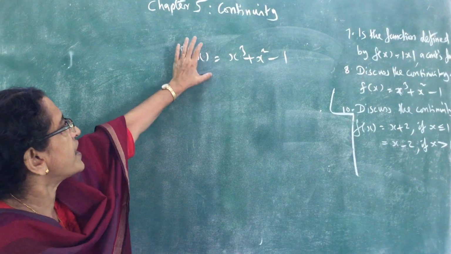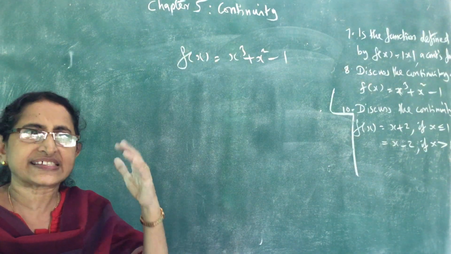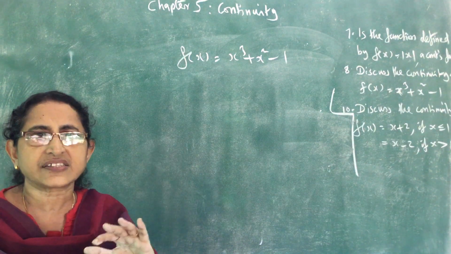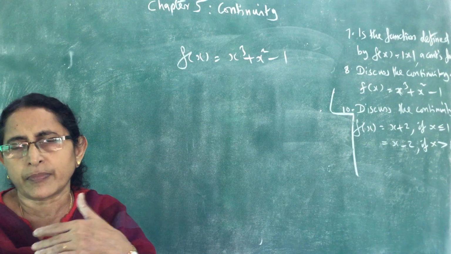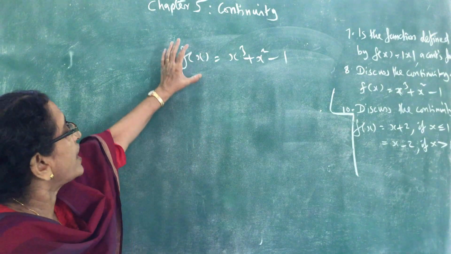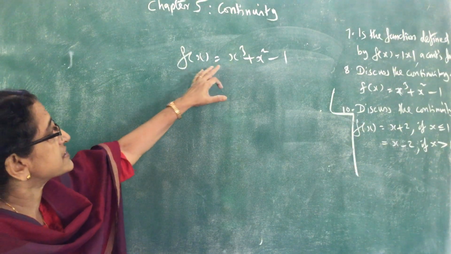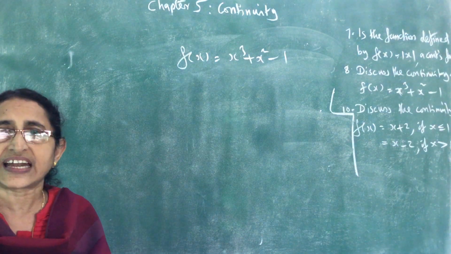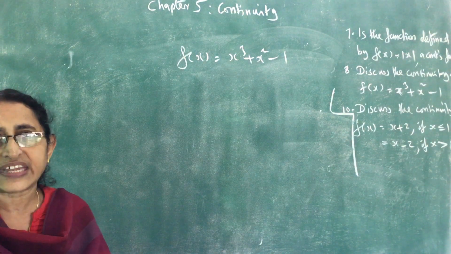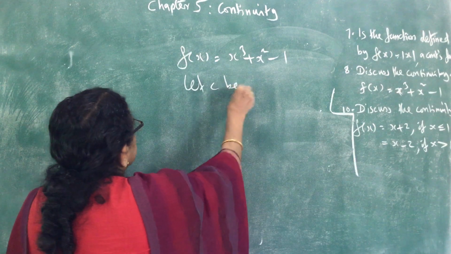And here the function has only one value. In some cases the function is defined differently when x is less than 0 and when x is greater than 0, and in that case we consider different cases. Here the function has only one value, that is x cube plus x square minus 1. So to discuss the continuity, generally we can take any real number. So let C be any real number.